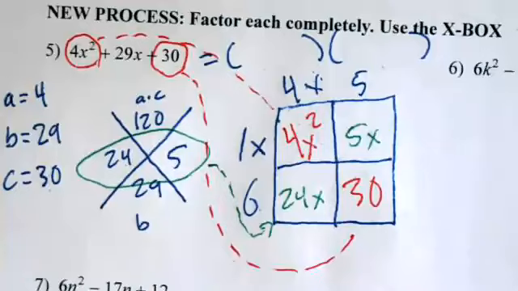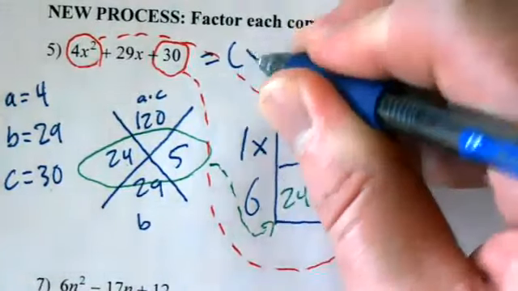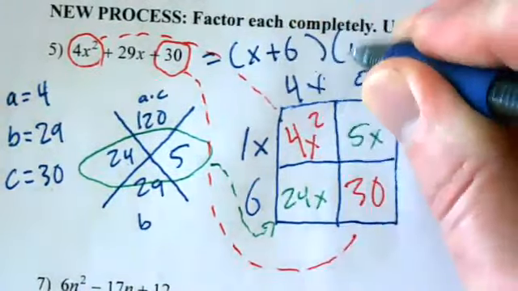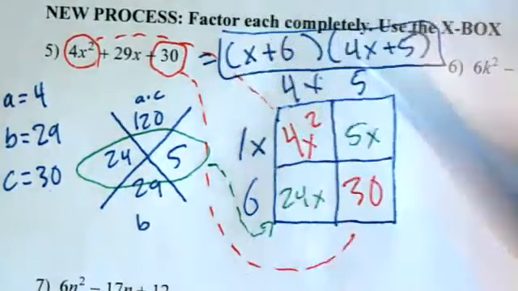All right, that's our step 5. Our step 6 is the easiest one of all, the most satisfying. This is where we just write down our answer. We've got 2 factors. One of them is 1x plus 6, and the other one is 4x plus 5. And now we're done. Do you guys see where I got those from?